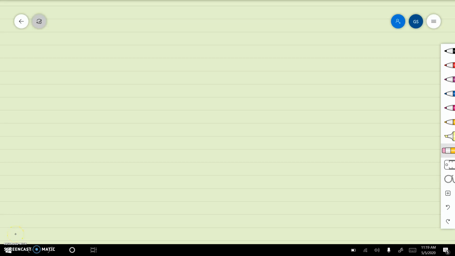Hi everybody, today we're going to do lesson 8-7, and that is going to be solving quadratics again. I'm going to shorthand this, quad equations by square rooting.